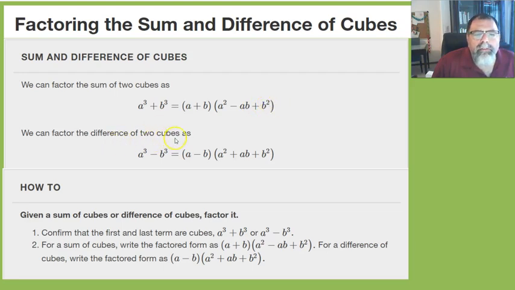And then the difference of two cubes is going to be identical. Look at a, b. This is plus, this is minus. The first sign is going to match the problem. So if it's a sum, it's plus; difference, it's minus. And then these terms are identical, except that middle term is going to be the opposite of what we started with. So if it's plus, minus, minus, plus.